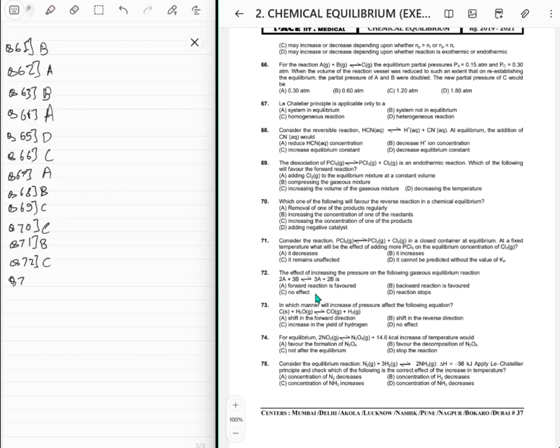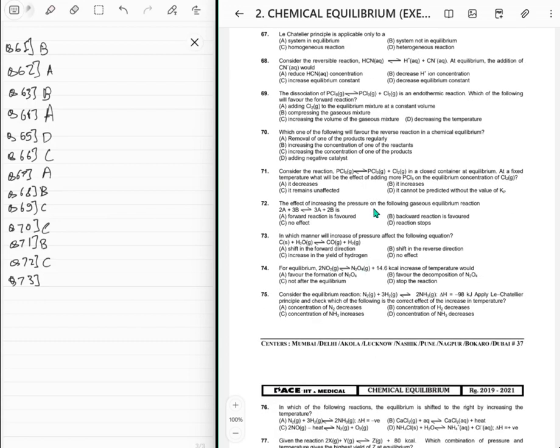Question number 73. In which manner will increase of pressure affect the following equation? So one gaseous mole to two gaseous moles. So increasing pressure will favor the backward reaction, right? Will it shift in the forward direction? No, it will not increase the yield of hydrogen. It will shift in the reverse direction. So B.